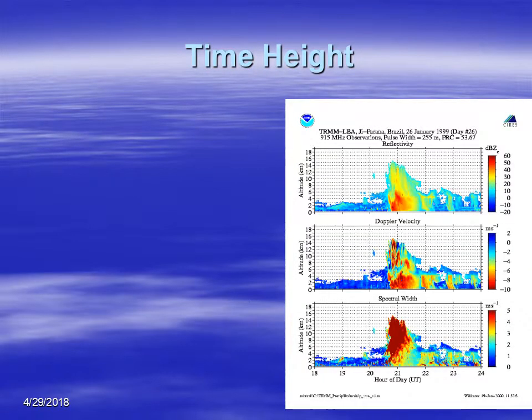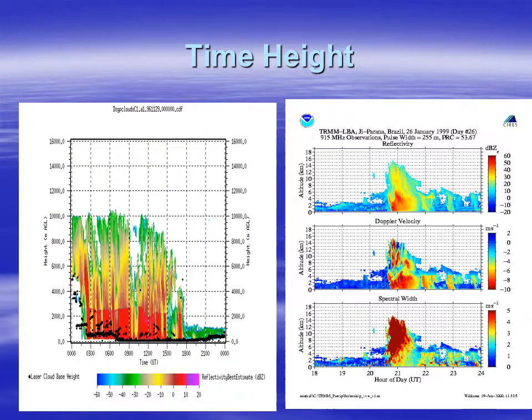And this is what time height looks like. They've got several different parameters here: the Doppler velocity, spectral width, and also reflectivity. So this is probably showing some precipitation or some convective elements moving over a radar. In particular, this is a TRMM radar, I think down in Brazil. And here's looking a little bit closer, the height and also the time, showing the reflectivity.